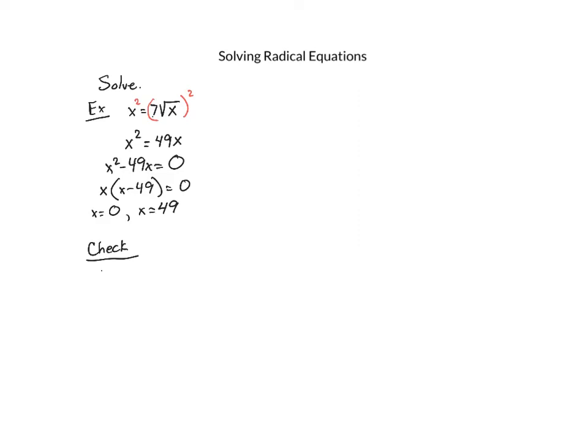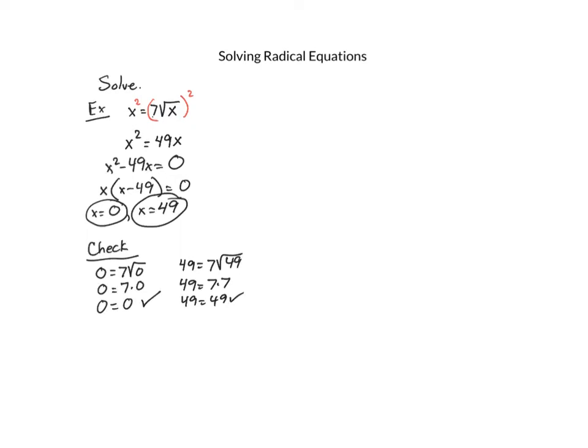Let's pop 0 in. We would have 0 equals 7 times the square root of 0. The square root of 0 is 0. So on the right-hand side, we have 7 times 0, which we know is 0. So 0 is a solution. For the second number, 49, we'll pop that in. We have 49 equals 7 times the square root of 49. That means we have 49 equals 7 times 7, and that is definitely true as well. So this time we have two solutions that both work.